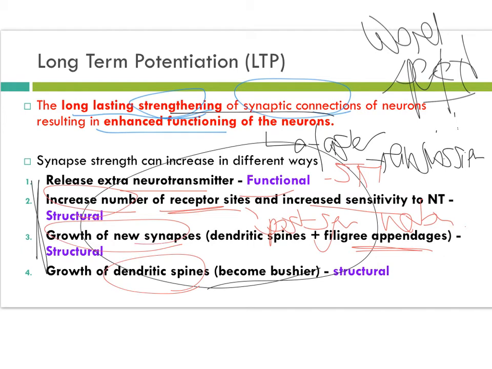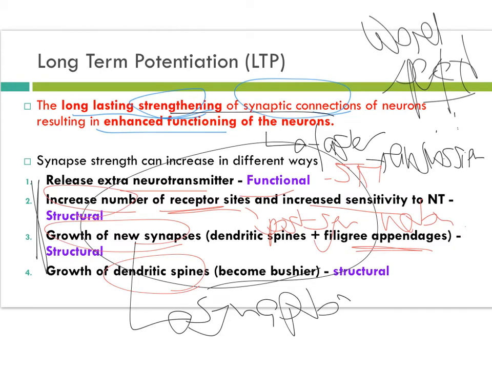So to recap, functional changes are an increase in neurotransmitter, which is glutamate, and increased sensitivity to neurotransmitter on the postsynaptic neuron. In terms of structural changes, we have increased number of receptor sites in the postsynaptic neuron, we have bushier dendrites, we have increased filigree appendages and sprouts, and together what this means is we have an increased number of synapses. And remember, when we have more synapses or new synapses, that term is called synaptogenesis.